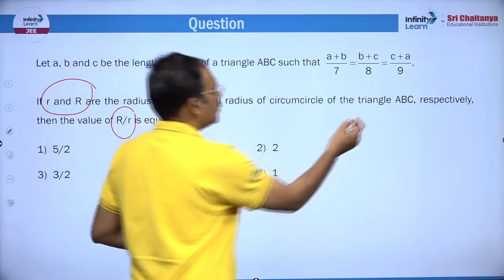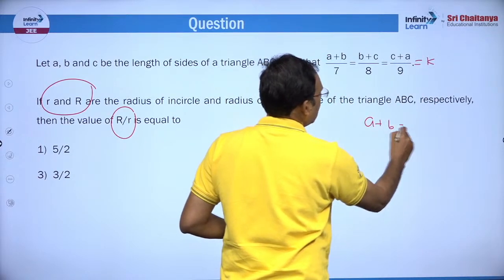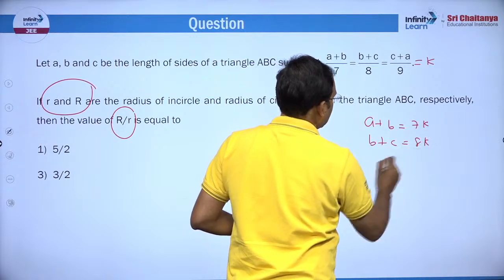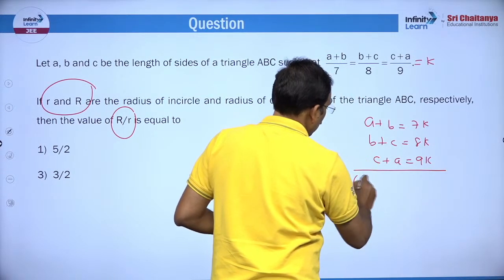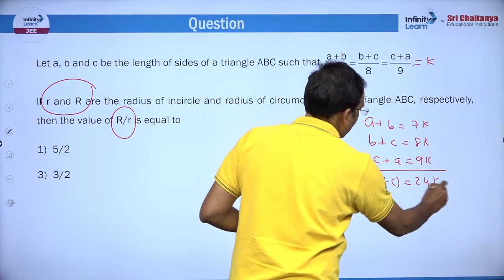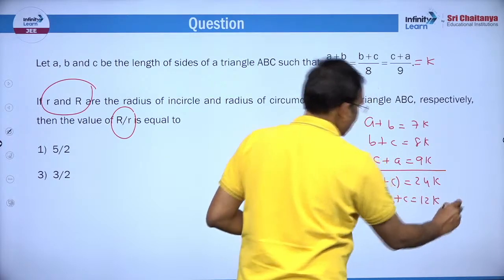Right friends, you just take this as k, so you will get a plus b is 7k, b plus c is 8k and c plus a is 9k, right. From this friends, twice of a plus b plus c is going to be 24k, so a plus b plus c is going to be 12k, right.